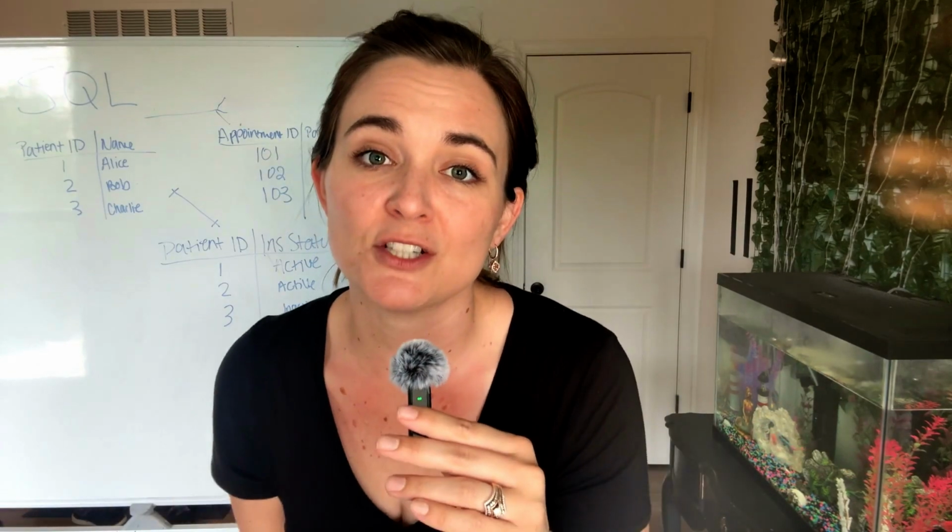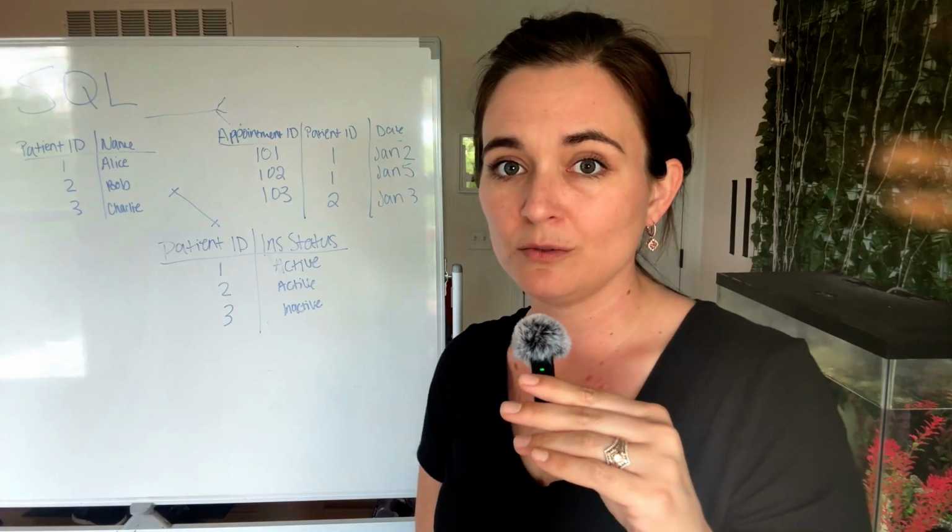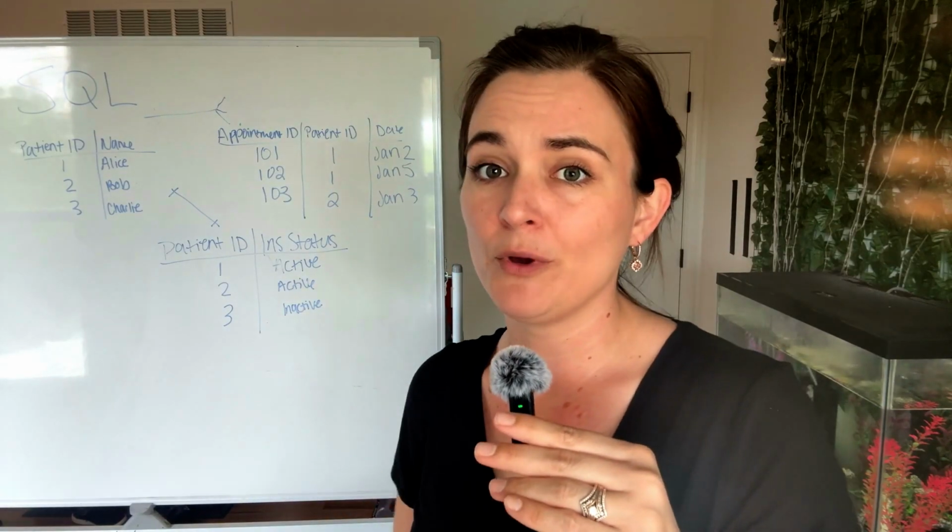But what happens if that extra detail is missing? That's where we need to talk about the difference between inner and outer joins. So far, we've been joining tables where every match exists, but real data isn't always that clean. What happens when a patient doesn't have matching information in the second table? Let's take a look at our patient table, and then let's take another look at our appointment table. Charlie has no appointments on file. Let's see how that affects the data.